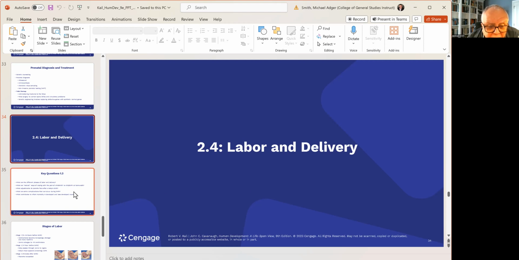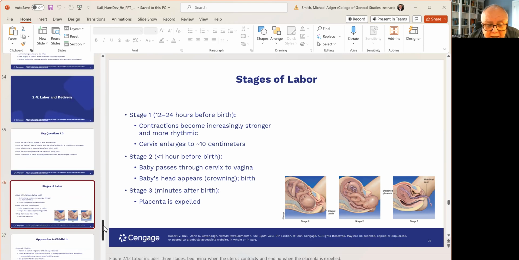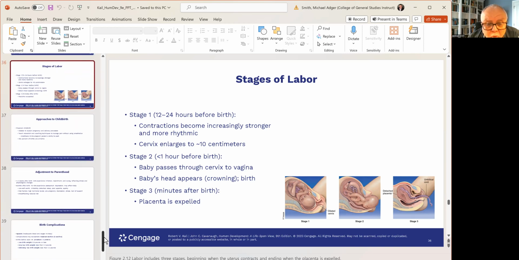So we get to labor and delivery, and these are all really important. Stage 1 would be 12 to 24 hours before birth. You have contractions that become more regular and stronger and more rhythmic. The cervix enlarges up to 10 centimeters, and that's all stage 1. So if you go into the hospital early, they'll say, well, you're at stage 1, and they'll probably send you home. In stage 2, the baby begins to pass through the cervix to the vagina, and then the baby's head appears, which is called crowning, and that is actual birth. And then in stage 3, minutes after the birth, the placenta is expelled.